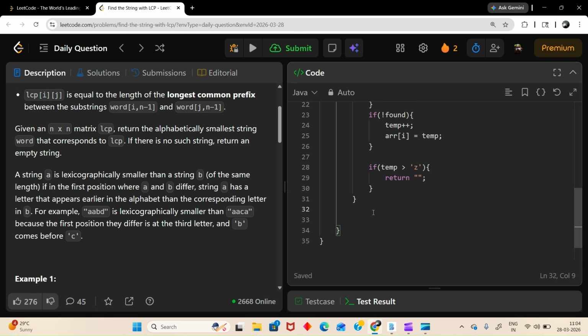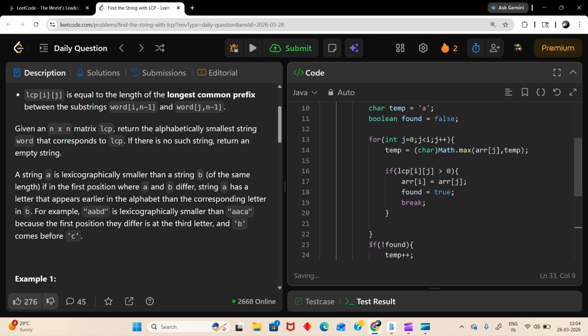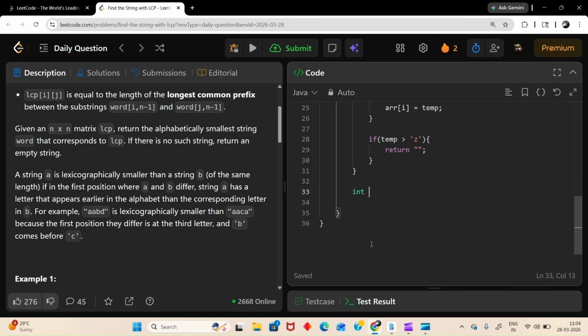Now the next part is we will use a dp. So I'll use new int dp. What will be the size? Size should be n plus 1 because we are taking the extra size for storing. Now we are going to find from int i is equal to n minus 1, i greater than or equal to 0, i minus minus. Now for int j is equal to n minus 1, j greater than or equal to 0, j minus minus.